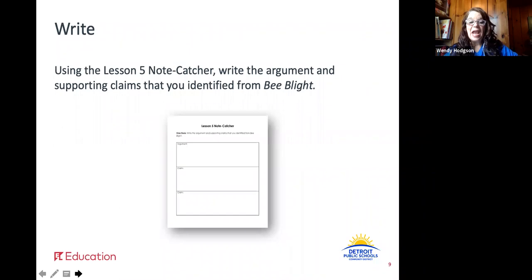Okay, now we're ready to do the heavy lifting. The writing aspect is the most powerful outcome of this process, because what we do is we read, we think, we talk, and we write. All of those components every day are really critical to our learning. And now you get to demonstrate what you've learned today by using your note catcher, and it says Lesson 5 note catcher. You're going to write the argument and supporting claims that you identified from the article called Bee Blight.